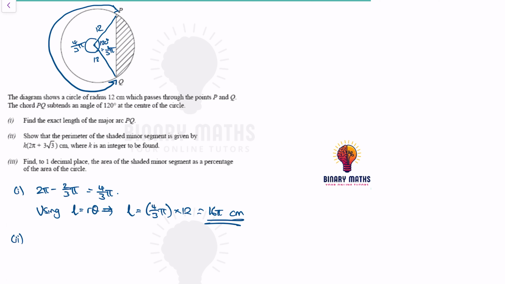Part 2 says to show that the perimeter of the shaded minor segment is given by k times (2 pi plus 3 root 3) centimeters, where k is an integer to be found. So again, the minor arc. So now I'm looking at the minor arc. So using L is equal to r times theta, L must be equal to 2 over 3 pi times 12, which gives me a value of 8 pi. So I know from there to there is 8 pi.